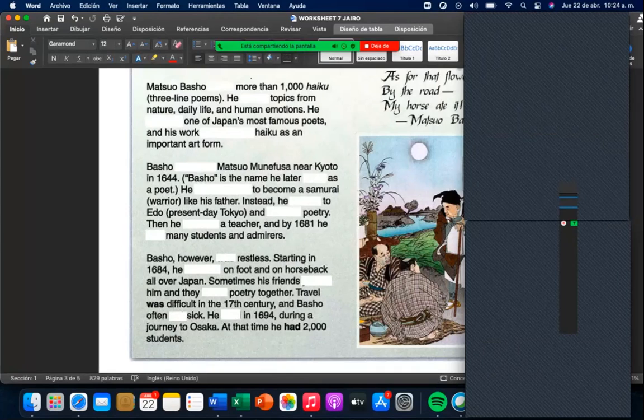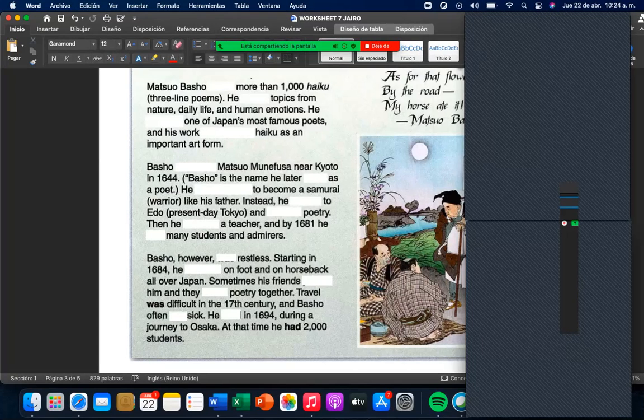So haiku is a three-line poem, right? Like this one from the example here. And then the option from Juliet was chose. Does anybody have a different option? He chose topics from nature, daily life, and human emotions. Which one? Use. Used. Okay, so he chose, he used. Any other option? Anybody? You have the same? Either chose or used? Became? No? Oh, okay. Very, very good.